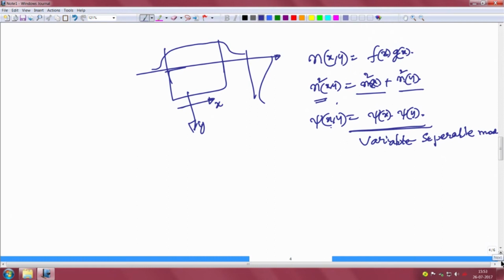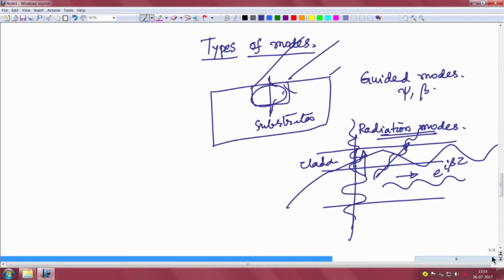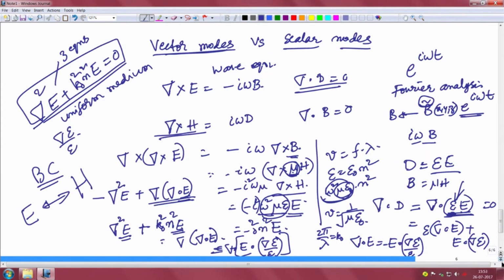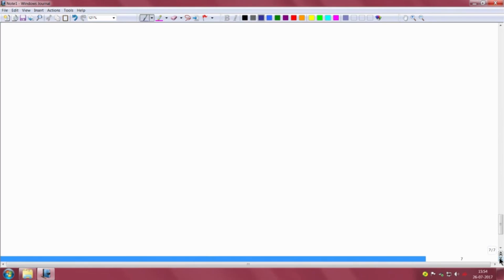So, finally, we would like to do a small exercise where we can separate out the mode fields of a slab waveguide by starting with the Maxwell's equations for a slab waveguide. We can separate out the vector modes into TE modes and TM modes. So, this is a slab waveguide.